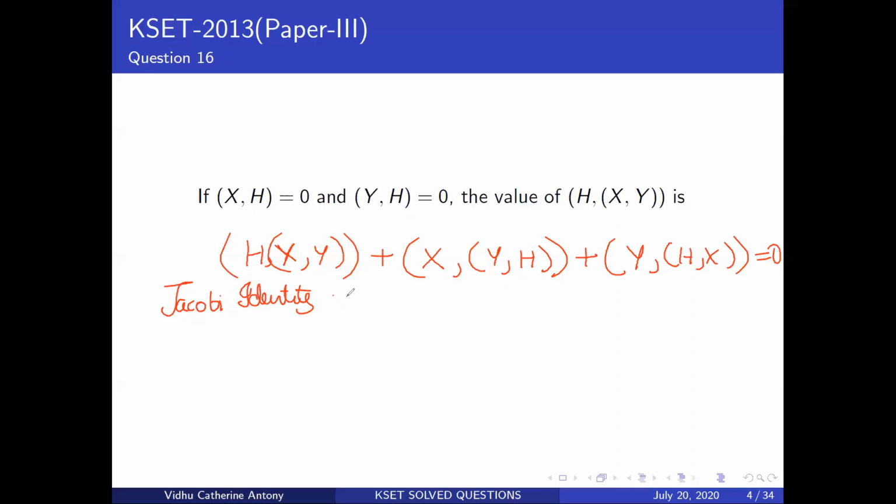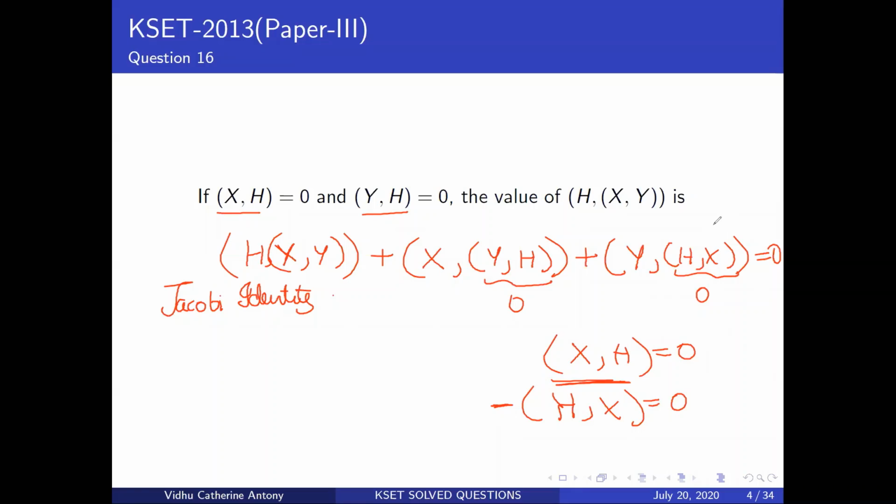Now what have you been given? You've been given that x h is 0, and you've been given that y h is 0. So that means this is going to be 0. But if x h is 0, you also know that this value is basically a minus hx. Recall that your Poisson bracket is anti-commutative. So you have a negative hx, and that's also going to be 0. So these two are going to be 0. So what do you have? They've asked you for the value of this, right? So this value is going to be 0.